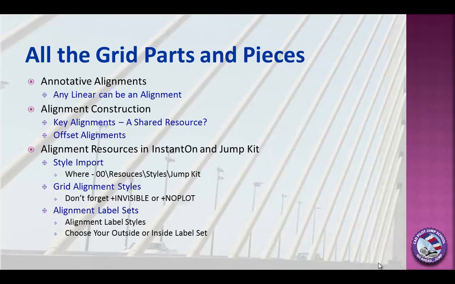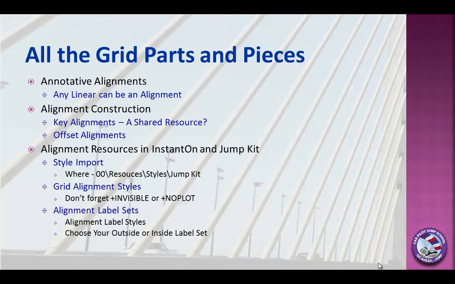We're going to employ the Style Import tool, and we're going to go to the 00 Resources Style JumpKit folder and look at the alignments folder in there for the resource. That drawing is going to give us some grid alignment styles, which would display the grid as line work. But don't forget that we're also probably going to want an invisible style and/or a no plot style to display our grid. And we're also going to employ the idea of an alignments label set.